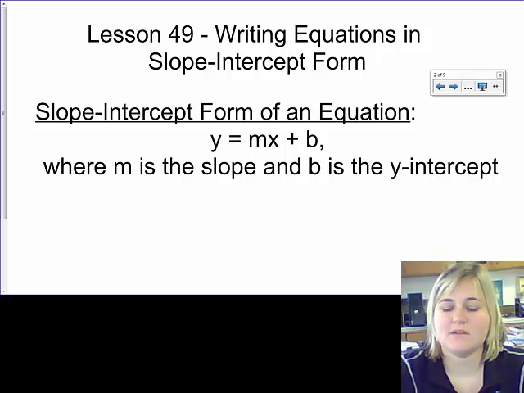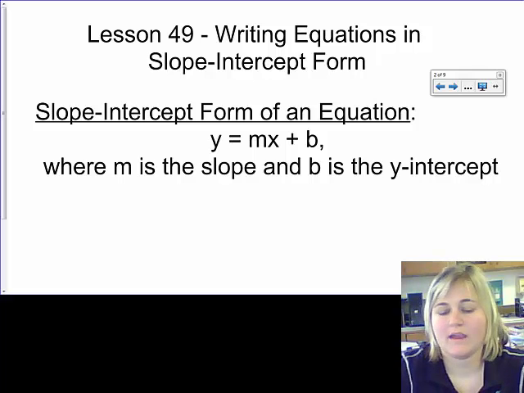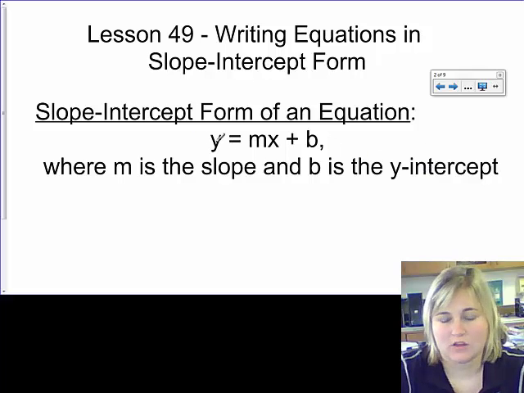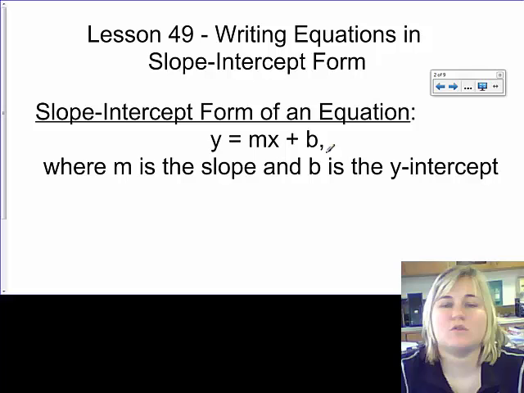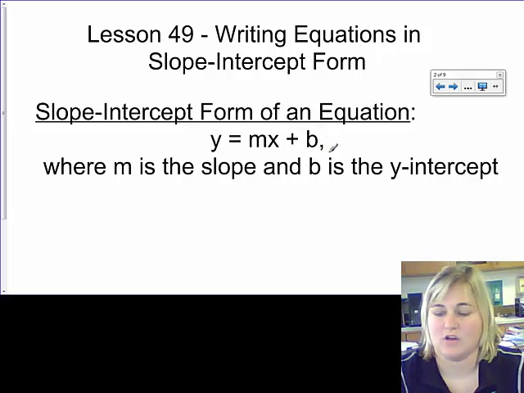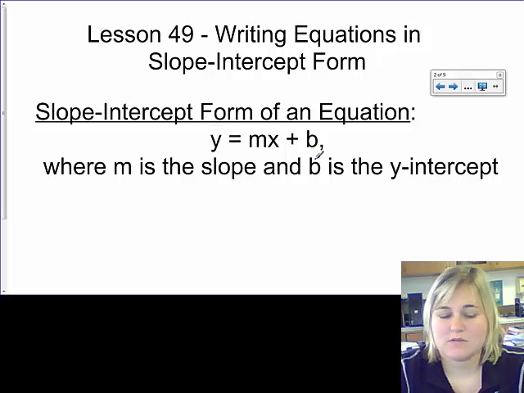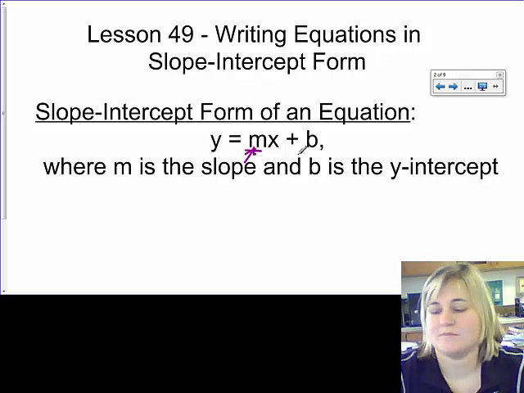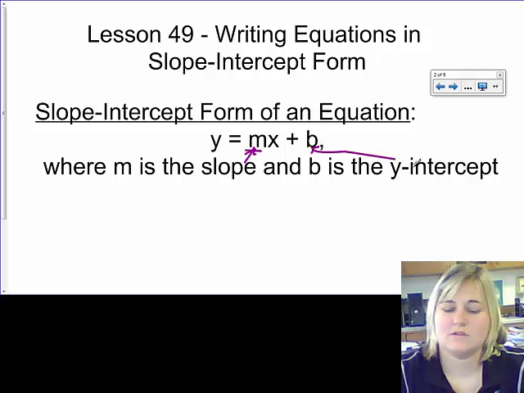Lesson 49, writing equations in slope-intercept form. Slope-intercept form of an equation is y equals mx plus b, where m is the slope and b is the y-intercept. This is something that we talked about a lot in course 3, which is your 8th grade math book, and it's going to be something that follows you through your high school math classes because it's very, very important that you know it. So, y equals mx plus b is your slope-intercept form, where m is your slope and b is your y-intercept.